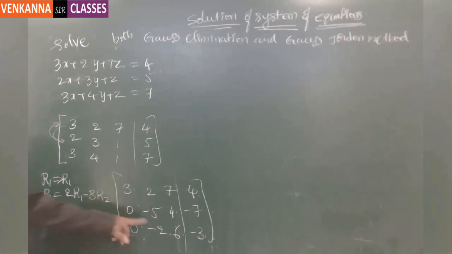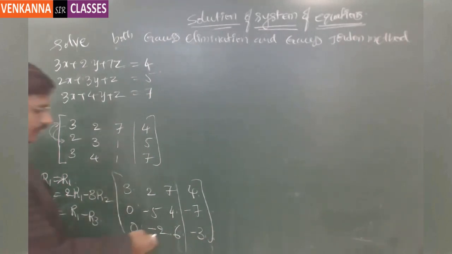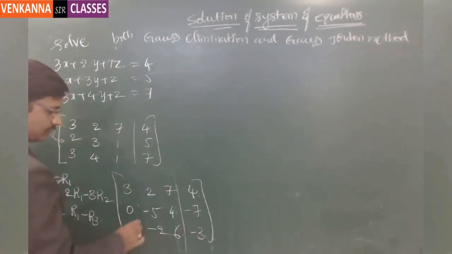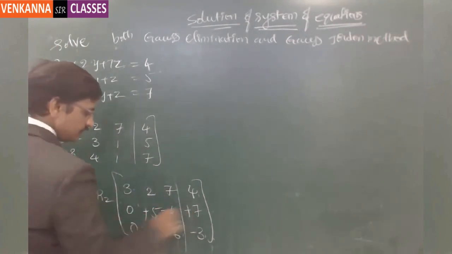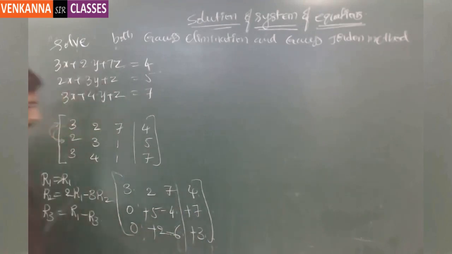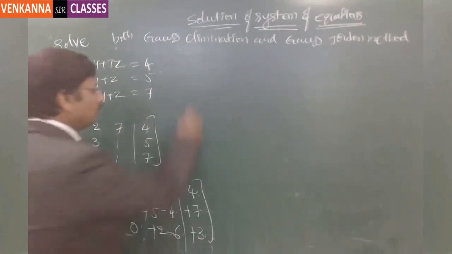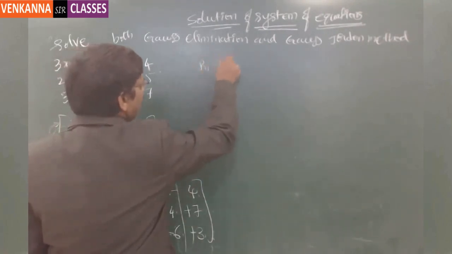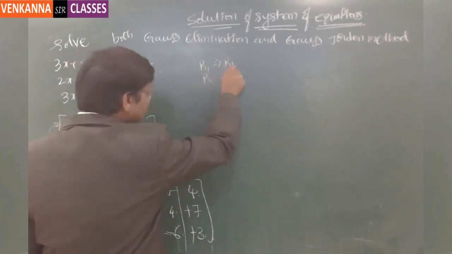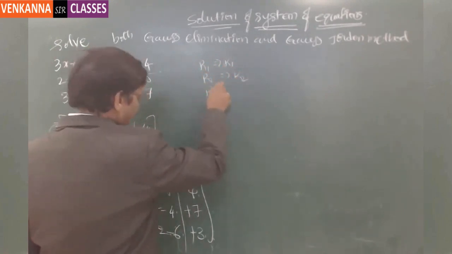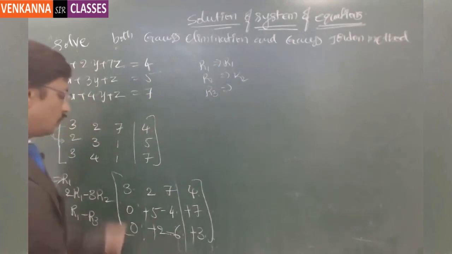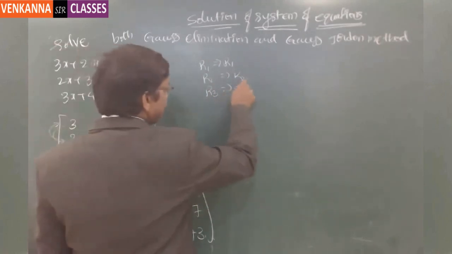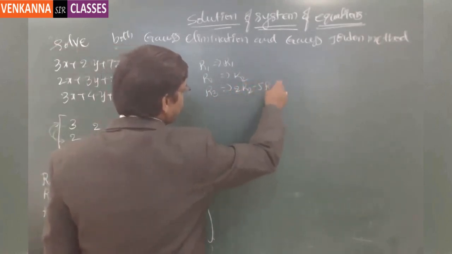And then for the second one, if you want to make this 0, then what I will do is, maybe I will cancel the minus on either side. So for this I will multiply with 2 and multiply with 5 here, and then subtract the last one. So R1 is as it is, and R2 is as it is. And for R3 what you can do is 2 times R2 minus 5 times R3.